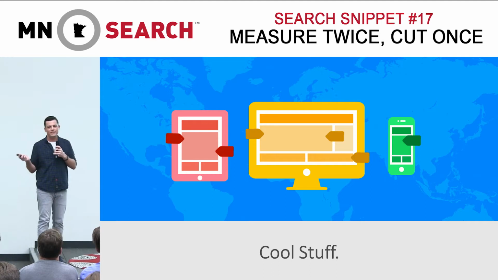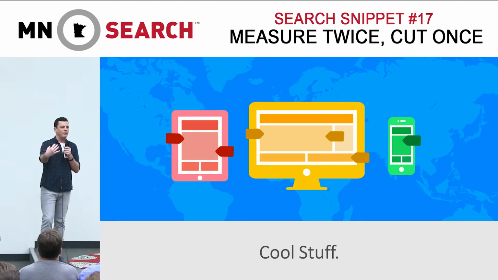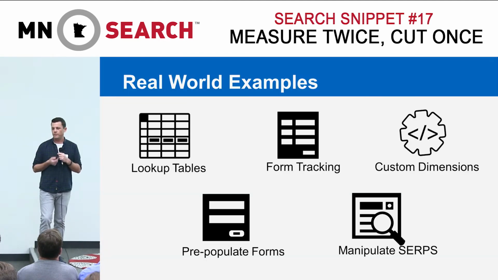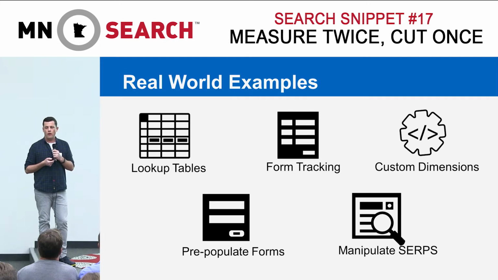And this is cool stuff. We've talked about measurement model. I showed you how GTM works. Why would you want to go do this tomorrow? Why would you want to go to work and say, hey, we've got to do this? Here are some examples. I'm going to show you lookup tables, one of my favorite features, a really cool piece of functionality within Tag Manager. Then custom dimensions, some stuff that I've done for MnSearch as a part of this measurement model. Pre-populating forms, manipulating search engine results, stuff like that.